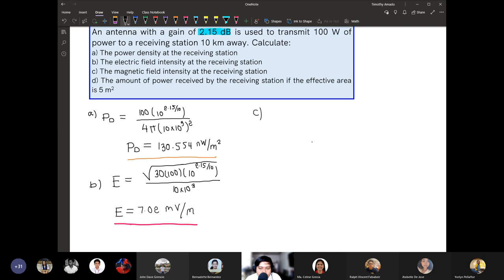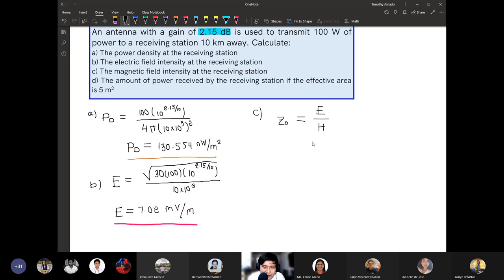Okay, pwede naman yun, yung 377 H square. Pero mas madali yung ano, no? Pwede naman yun, ha? Yung galing sa power density equals 377 times H square, that's also good. But the easiest way is what? The easiest way to solve, di ba may formula tayo? Yes, the intrinsic characteristic impedance, so that is E over H, di ba?